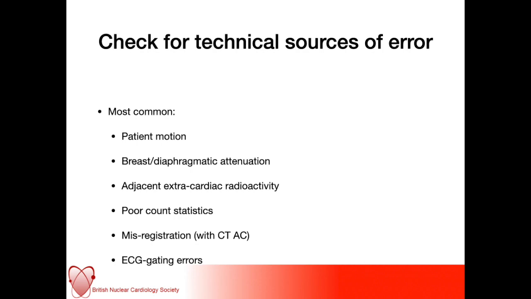If you're using a scanner which has got CT for attenuation correction, you need to double check the registration to ensure that you've not incurred new artifacts by the process of that registration. And then check the ECG, looking for atrial fibrillation, arrhythmias, to judge the quality of the ECG gating such that the ejection fraction that you will quote is not erroneous.